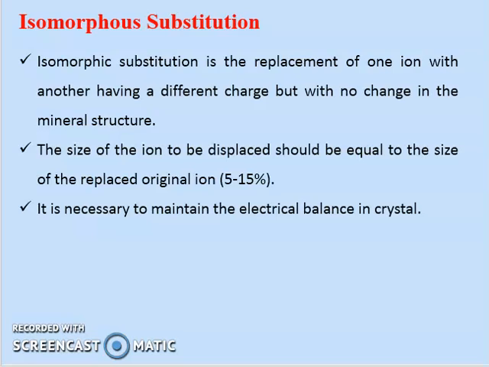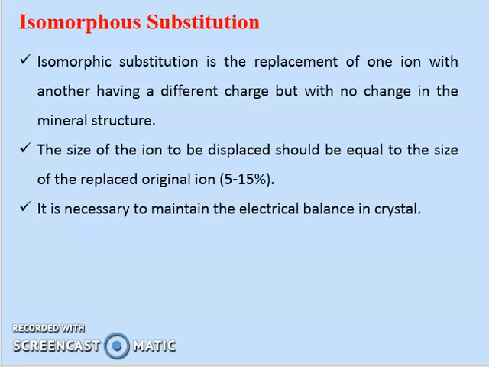Actually, during crystallization from magma, sometimes there was a deficiency of silicon in the magma or lava and an excess amount of aluminum. If this case occurred, then the tetrahedral space should be occupied by aluminum instead of silicon. If this happens, this process is called isomorphous substitution.